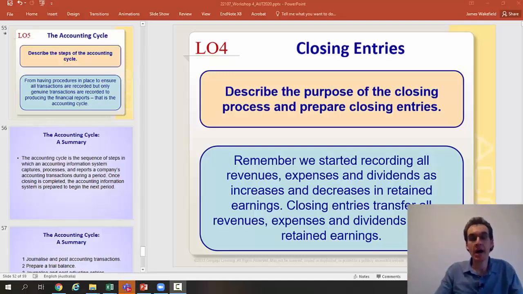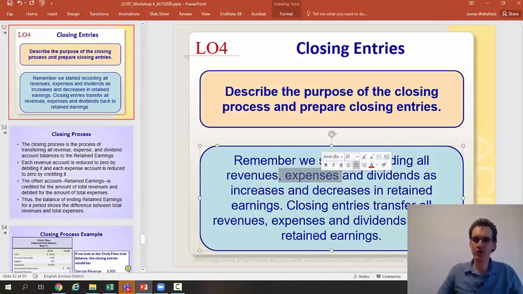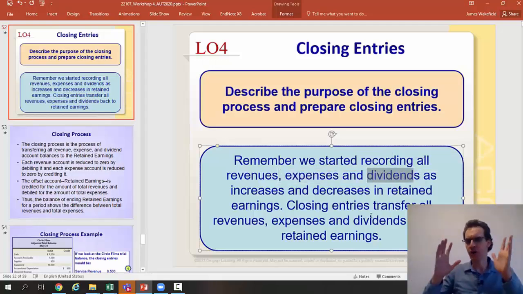So what I want to look at now is the last two learning objectives for today's workshop. The first one relates to closing entries. So we're going to look at the purpose of closing entries and how you record them. Right, now remember, we want to track performance over a particular period of time, and that relates to the revenues we're earning, the expenses we're incurring, and also the dividends that we are issuing to our shareholders. We want to look at those levels of activity during the period.